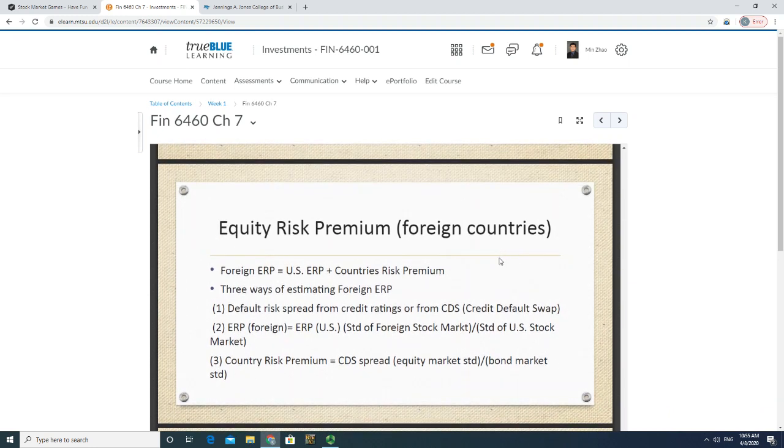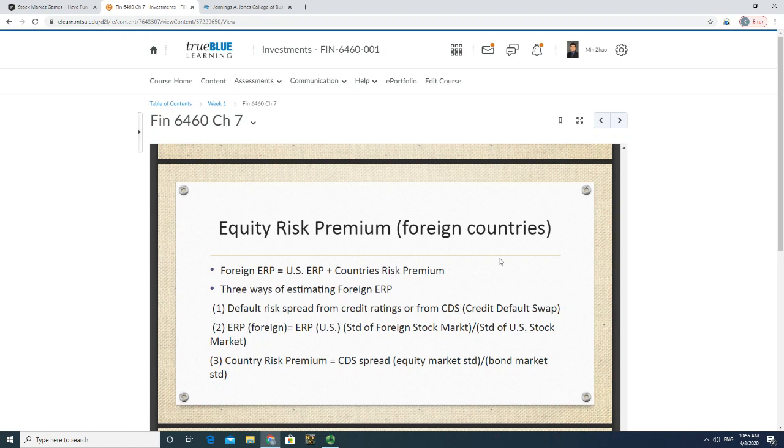To evaluate foreign equity or foreign stocks, we need to get an estimation for the foreign equity risk premium. And the foreign equity risk premium equals the U.S. equity risk premium plus the country risk premium. There are three ways to estimate country risk premium. The first one is through the default risk spread from the credit rating of a foreign government bond or from the CDS market. CDS is credit default swap.